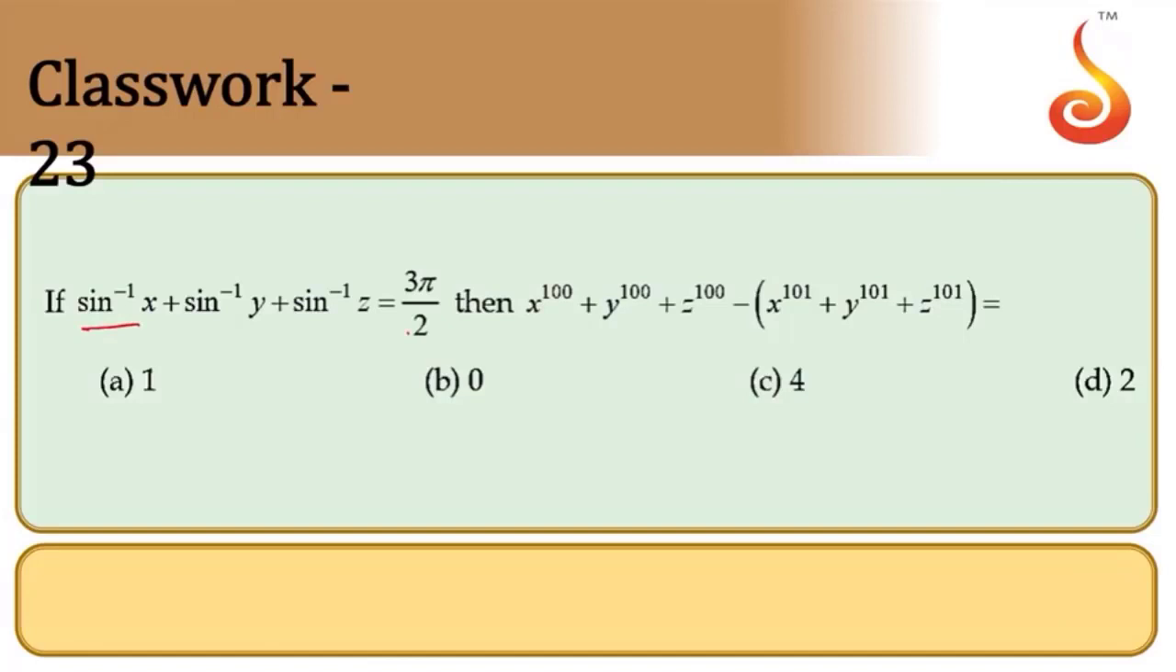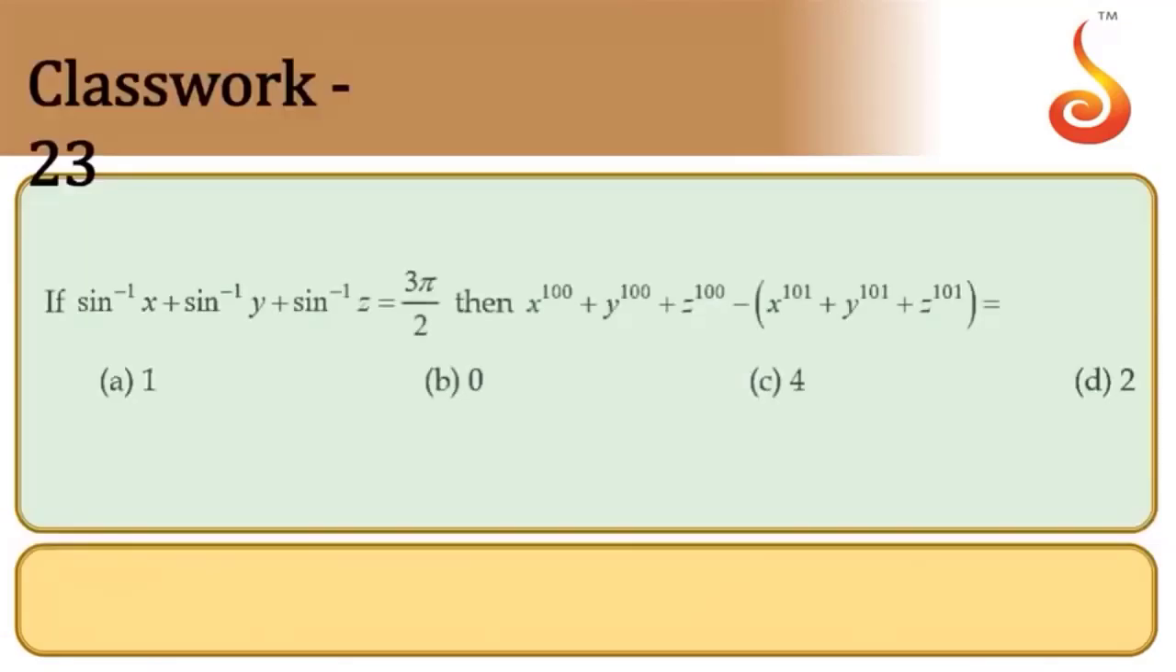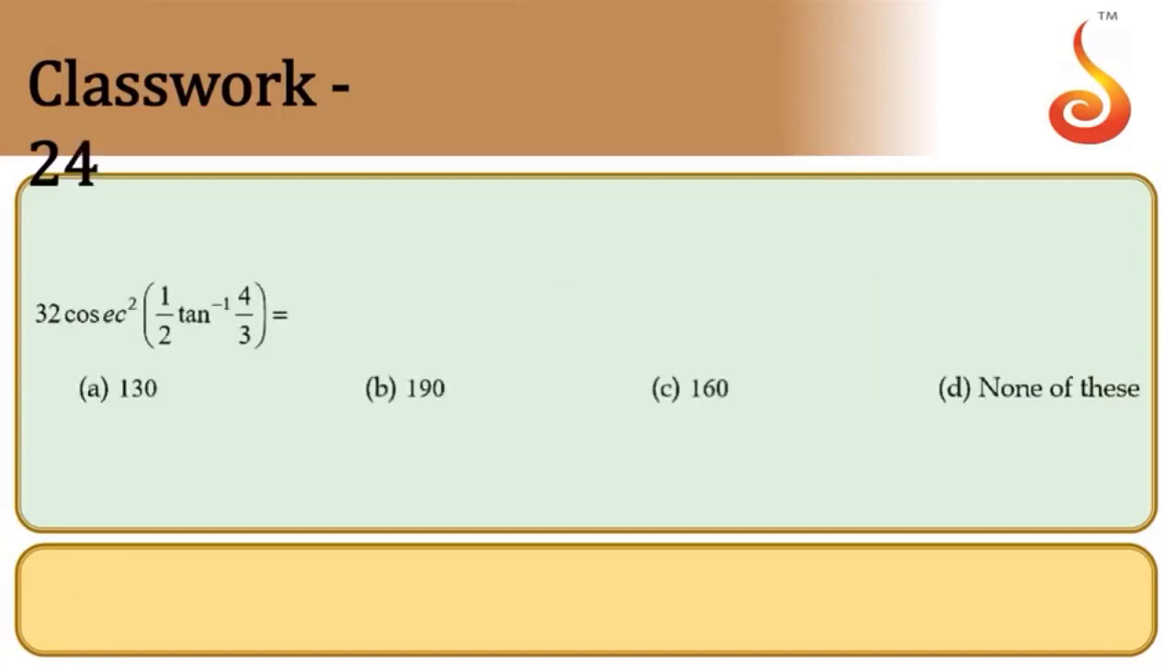And clearly, this is a very simple problem because sin inverse x is maximally 3 pi by 2 when x is equal to 1, and y is also 1. The answer is equal to 1, so the solution for the problem is equal to 0. So coming to the next one, the 24th.